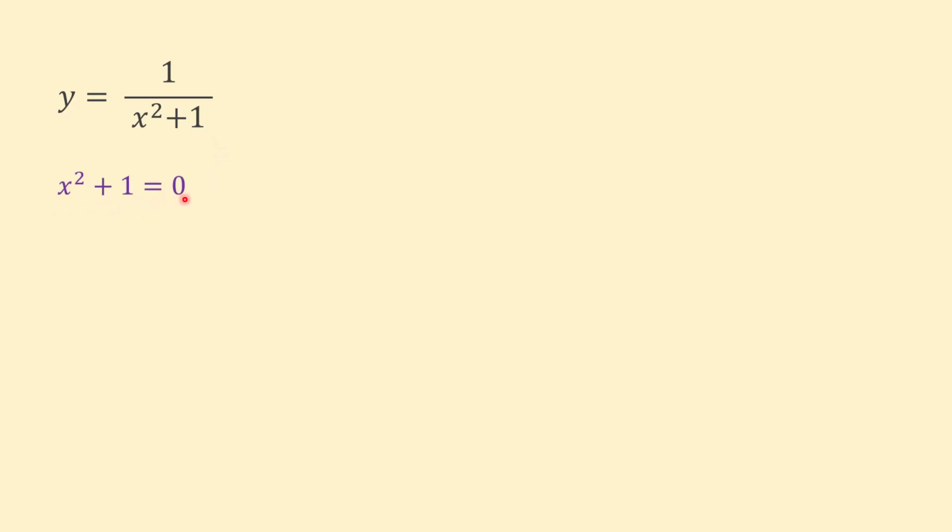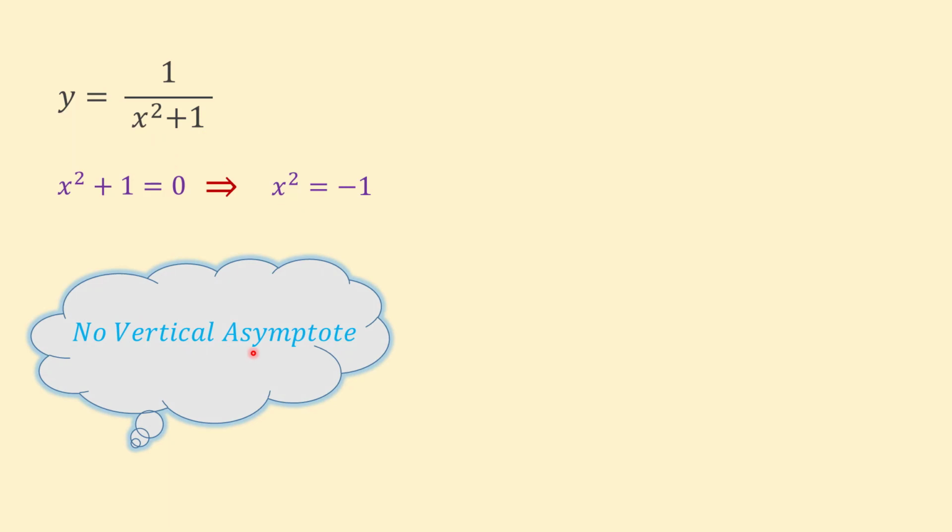So we set the denominator equal to 0, and we get the equation x squared plus 1 equals 0. From this equation we have x squared equals negative 1. Note that on the left, x squared is always a positive expression. For any value of x, x squared is always positive. On the other side of the equation, we have a negative value. A positive value cannot be equal to a negative value. So we can conclude that this equation has no answer, and so this function has no vertical asymptote.